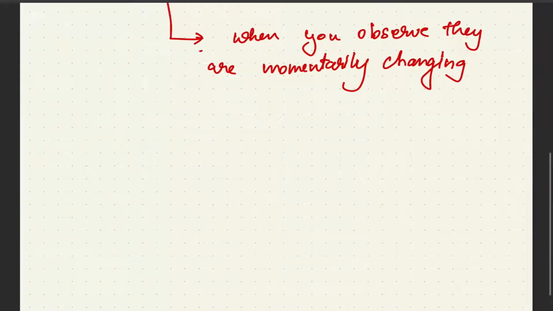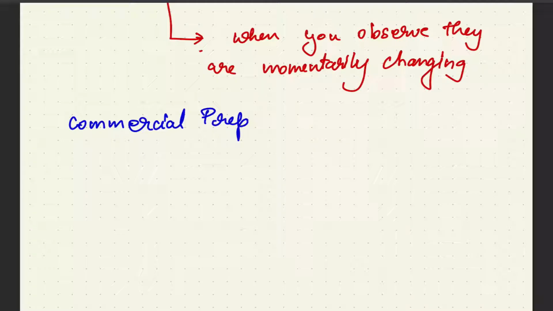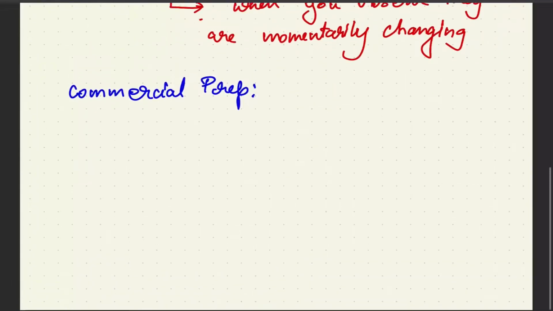So let us come to benzene. I just spoke about benzene and the benzene structure. So after talking about its structure, let us talk about its commercial preparation. How does the commercial preparation process take place? Commercial preparation of benzene takes place using coal.